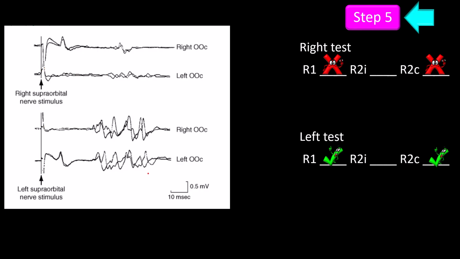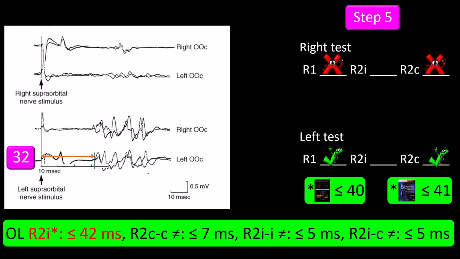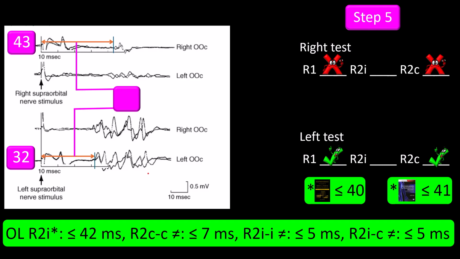Now we go to step 5, starting with the evaluation of the left R2 ipsilateral onset latency. Left R2 ipsilateral onset latency is 32 milliseconds, normal. Then I go to evaluate right R2 ipsilateral. Right R2 ipsilateral is 43 milliseconds. This is abnormal. Then I compare the onset latency of both R2 ipsilateral responses. The difference is 11. The longer R2 ipsilateral onset latency makes it abnormal. So we populate the display with the latter responses.